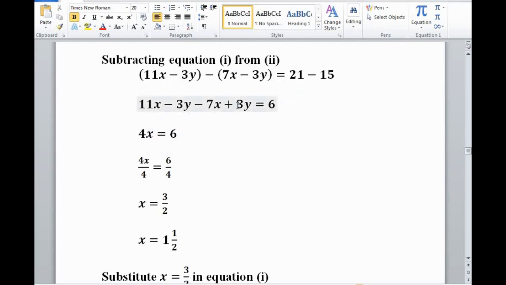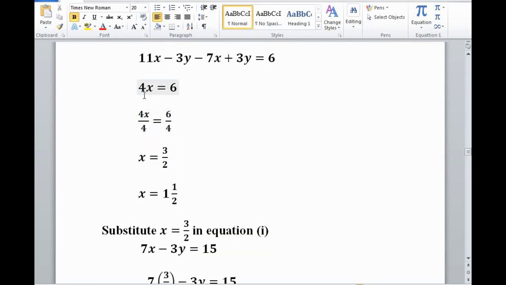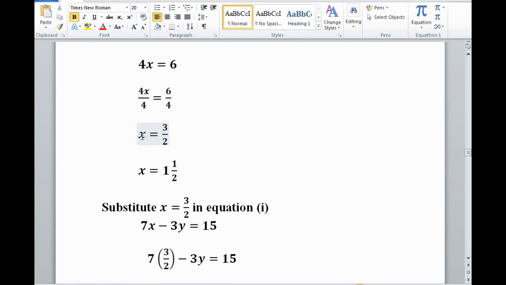Now negative 3y and positive 3y will cancel out each other. So we have 11x negative 7x, since they are like terms. Let's subtract 7x from 11x, we get 4x and equals right side 6. To find x, I'm going to divide the left hand side 4x and right side 6 by 4 to eliminate 4 from the left hand side. So 4 will cancel out 4, and we have x equals 6 upon 4.